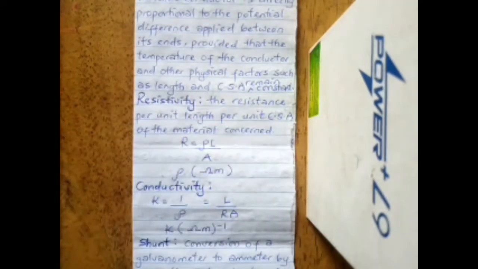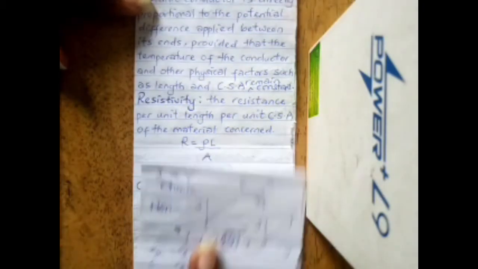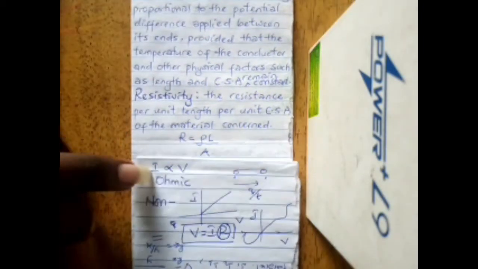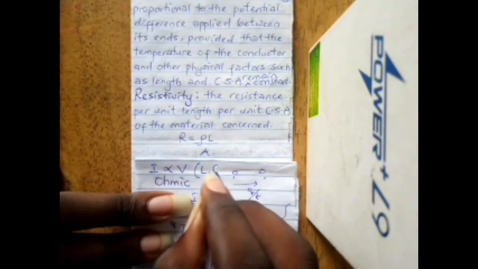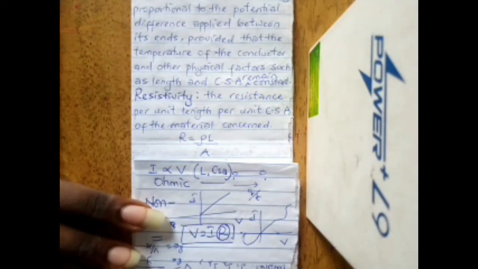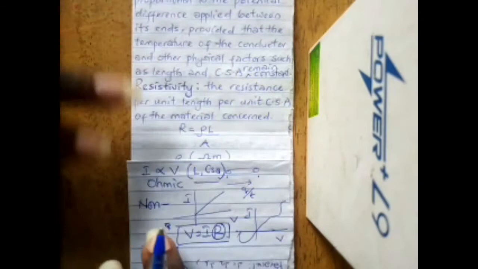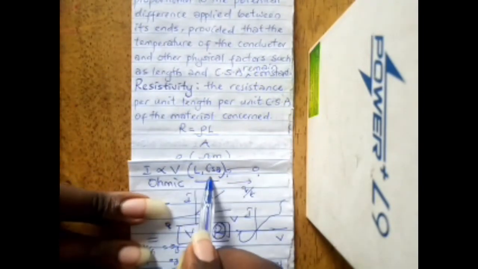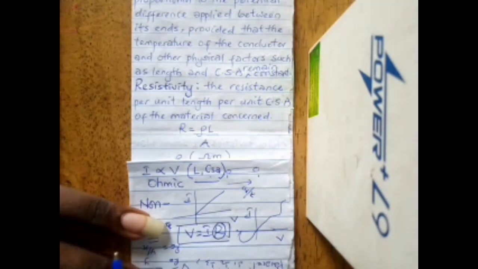Resistivity simply talks about the resistance per unit length, per unit cross-sectional area of the material concerned. Now, let us not forget Ohm's law. It tells us the current is directly proportional to voltage, provided the length and cross-sectional area remain constant. That's what Ohm's law talks about.